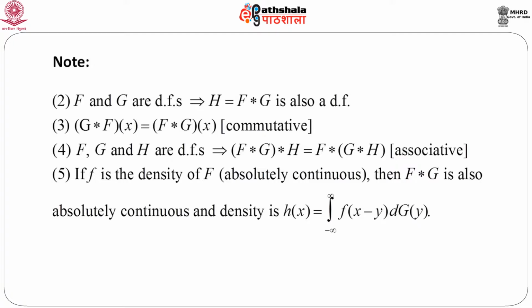It is interesting to note that this convolution is also associative in nature. That means, if F, G and H are distribution functions, then first take the convolution of F and G, and then take the convolution of that F star G with H, which is the same as first taking the convolution of G and H and then the convolution of F with this G star H.